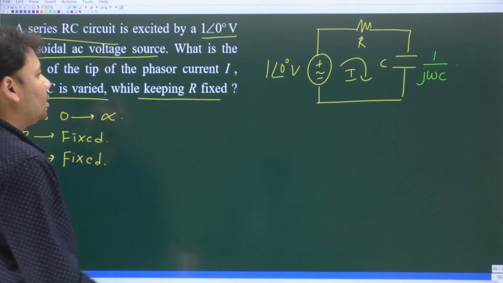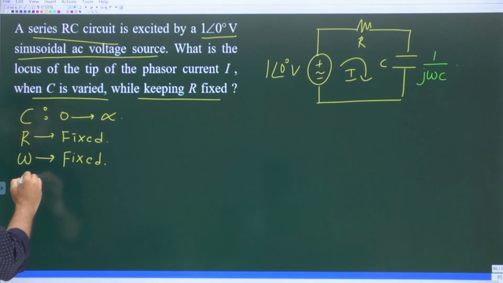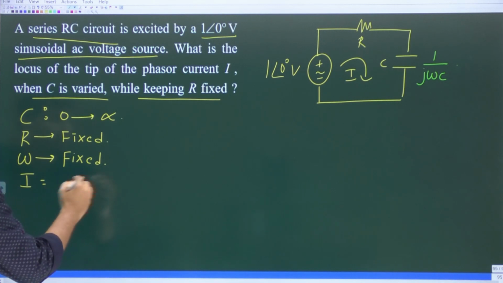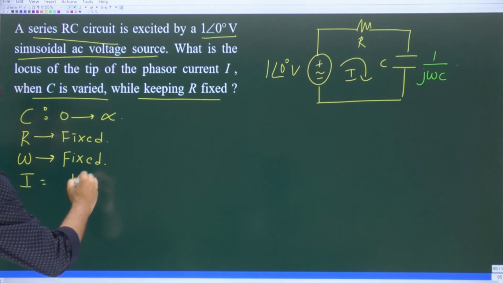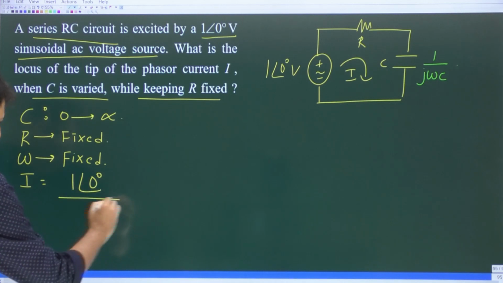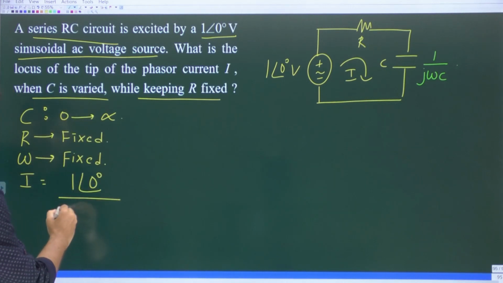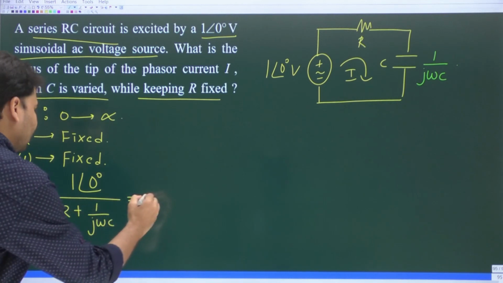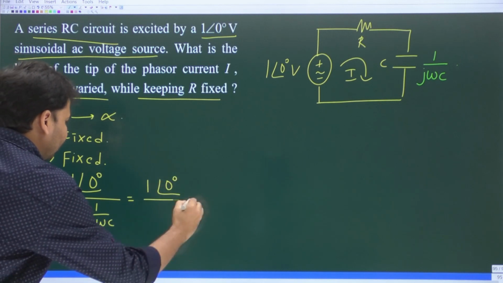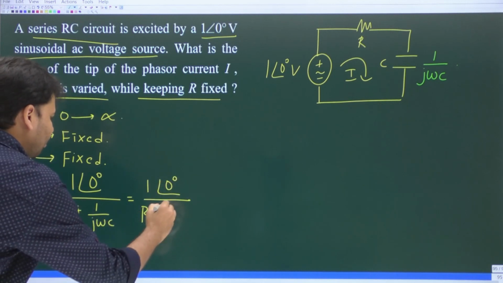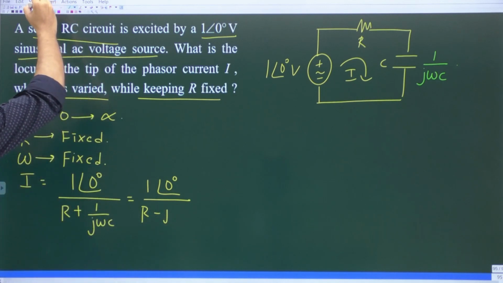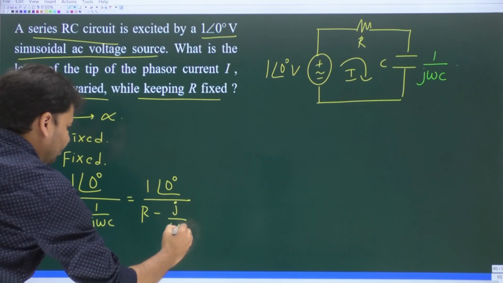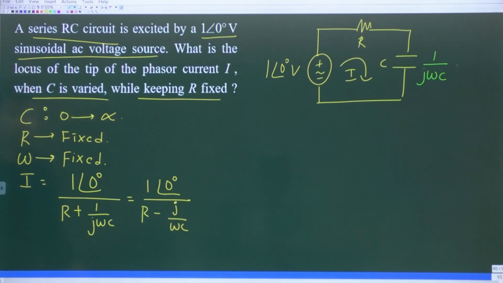So omega is also fixed. Anyway, what is the expression for the loop current? Look at this. I will be the applied phasor voltage, which is 1 at an angle 0 degrees, divided by the net impedance in the loop, which is R plus 1 by j omega C. Again, this is the same as 1 at an angle 0 degrees divided by R minus j by omega C.